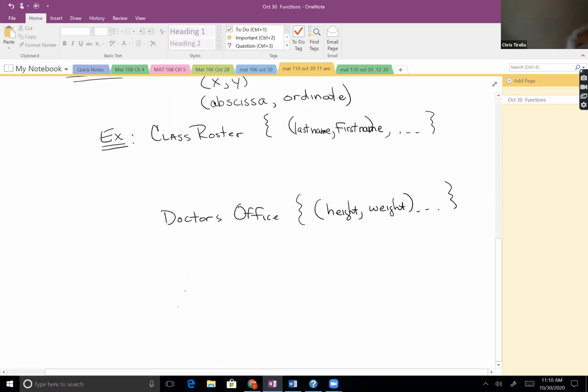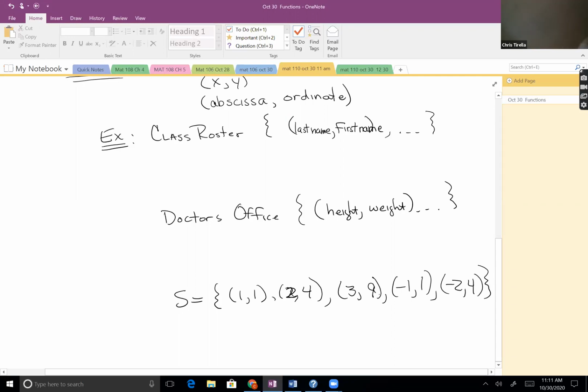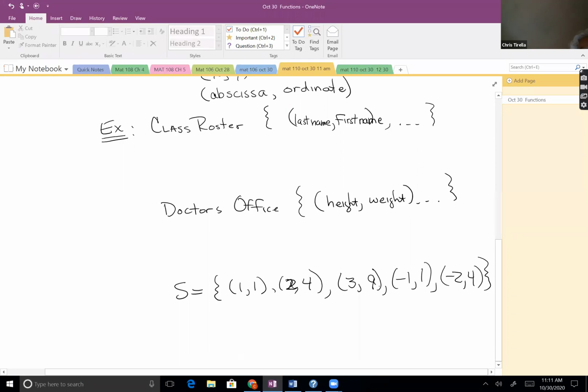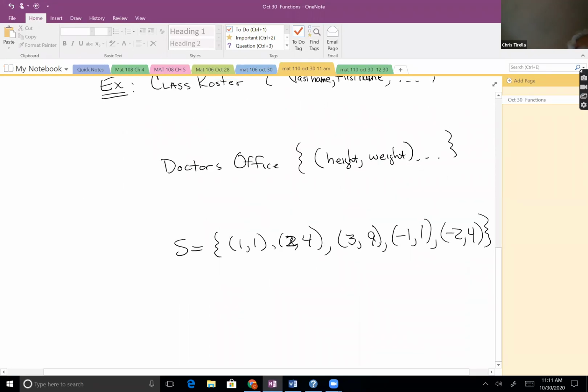We're going to look more at numeric relations. So let's say I have a set S, and it's got the ordered pairs (1, 1), (2, 4), (3, 9), (-1, 1), (-2, 4). Again, I'm leaving spaces between them because I'm going to go back and fill them in.